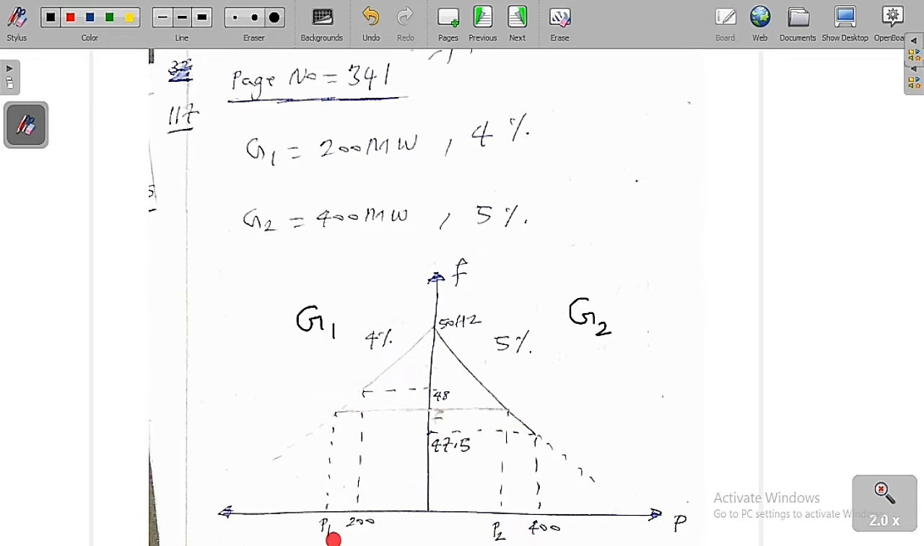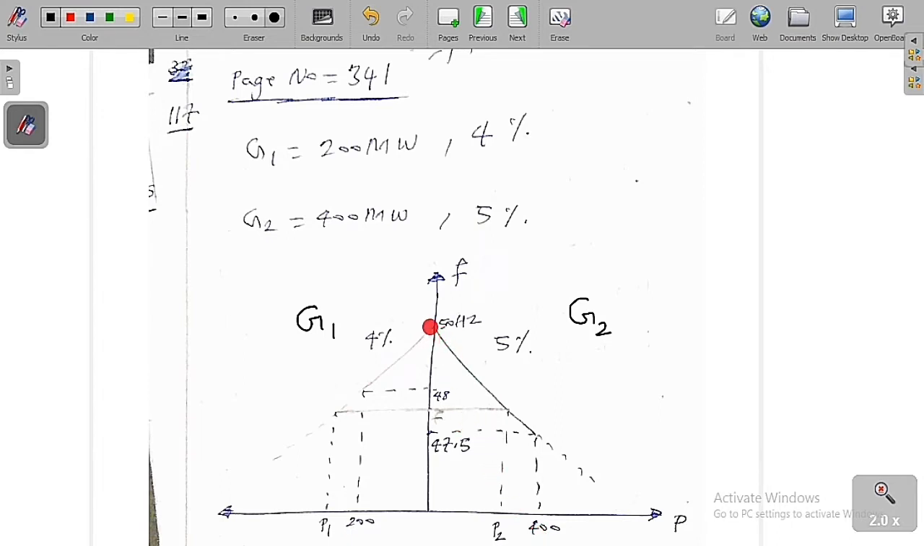P1 is the power generated by G1, and P2 is the power generated by G2. You can see clearly, with the help of these we want to find the value of F. So P1 plus P2 is equal to 600 megawatt, and we have to find the value of F.